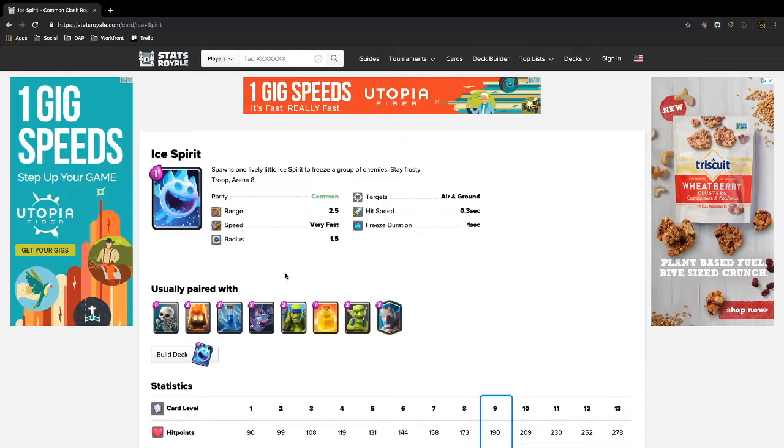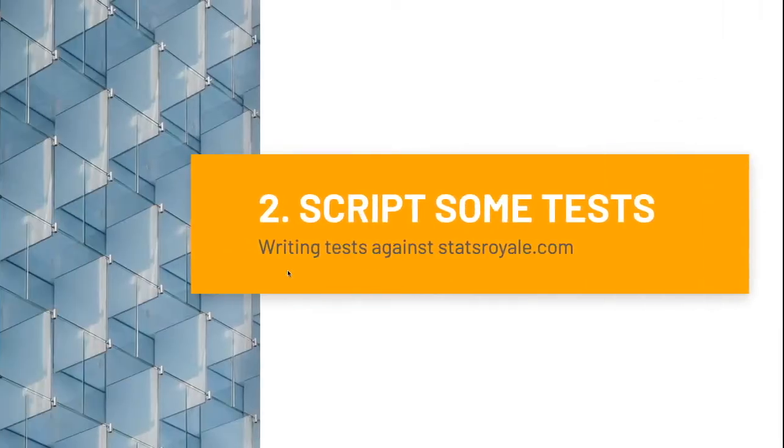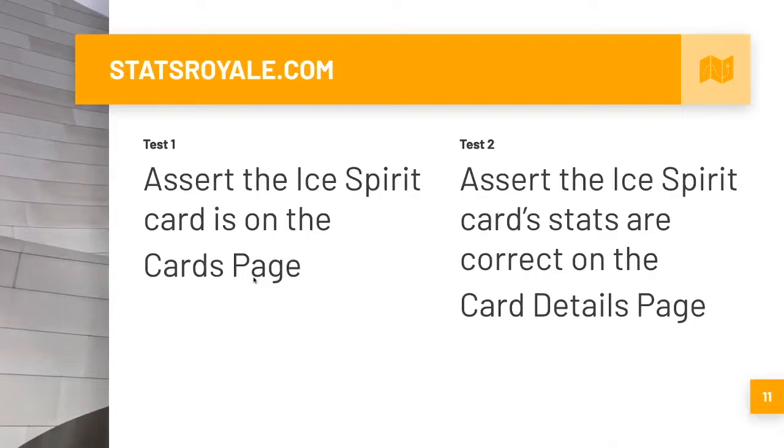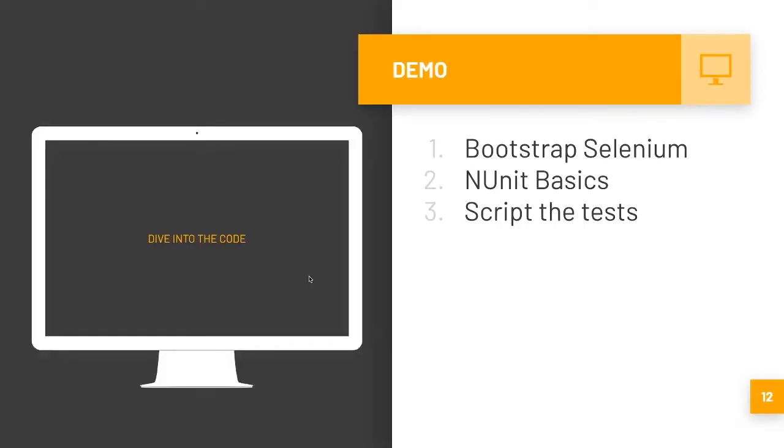Now, we're going to be writing 2 tests. The first test is to assert that the Ice Spirit card is on the cards page. The second test is to assert the Ice Spirit card's stats are correct on its details page. With that, let's dive into code and write these tests.